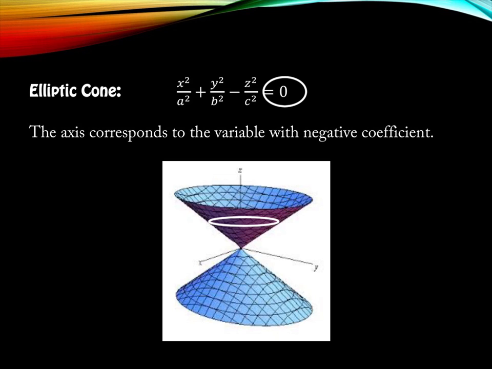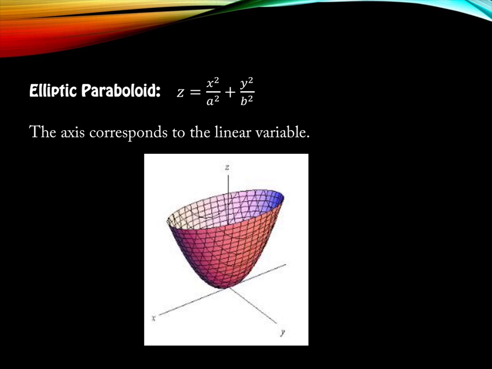Okay? Oh, and it tells you here too that the axis corresponds to the variable with a negative coefficient. So the z is the axis that it's extending around because z is negative, much like the last one that I mentioned, the hyperboloid of one sheet. Okay, elliptic paraboloid.